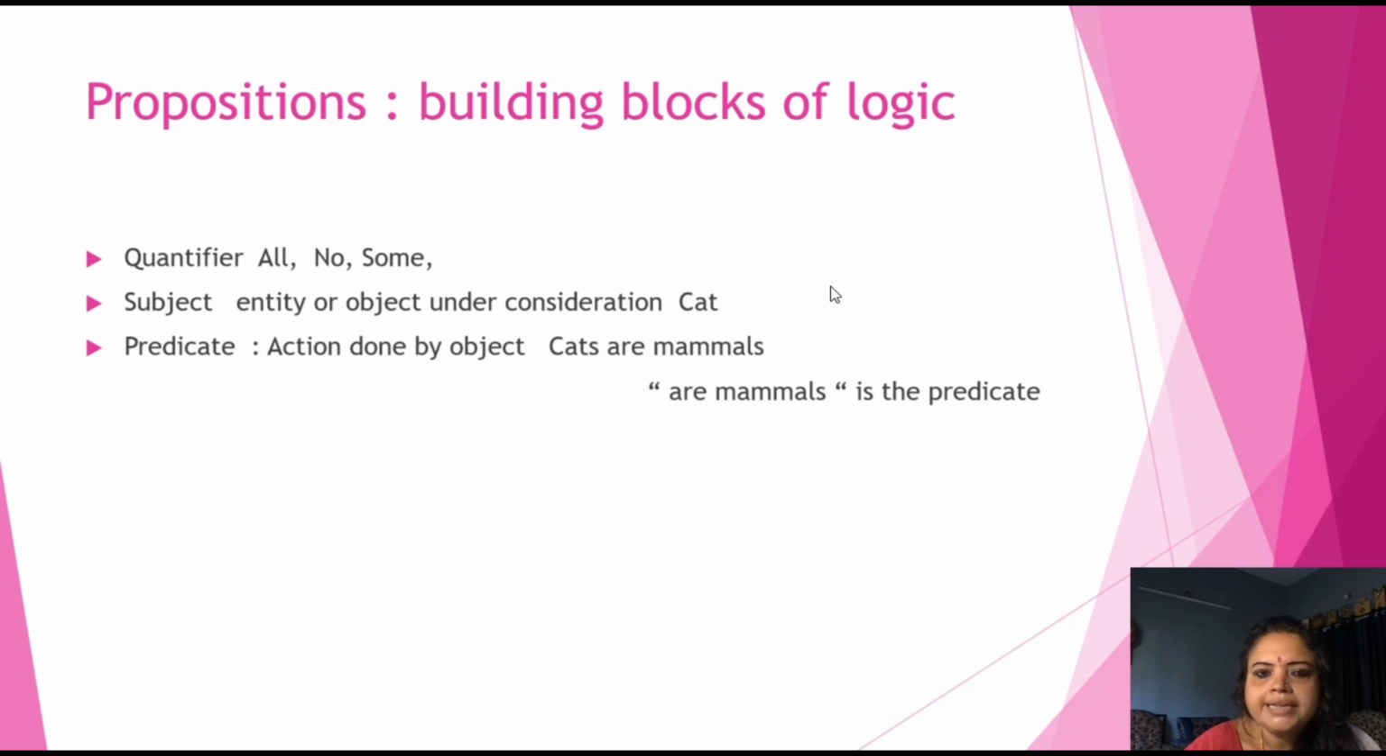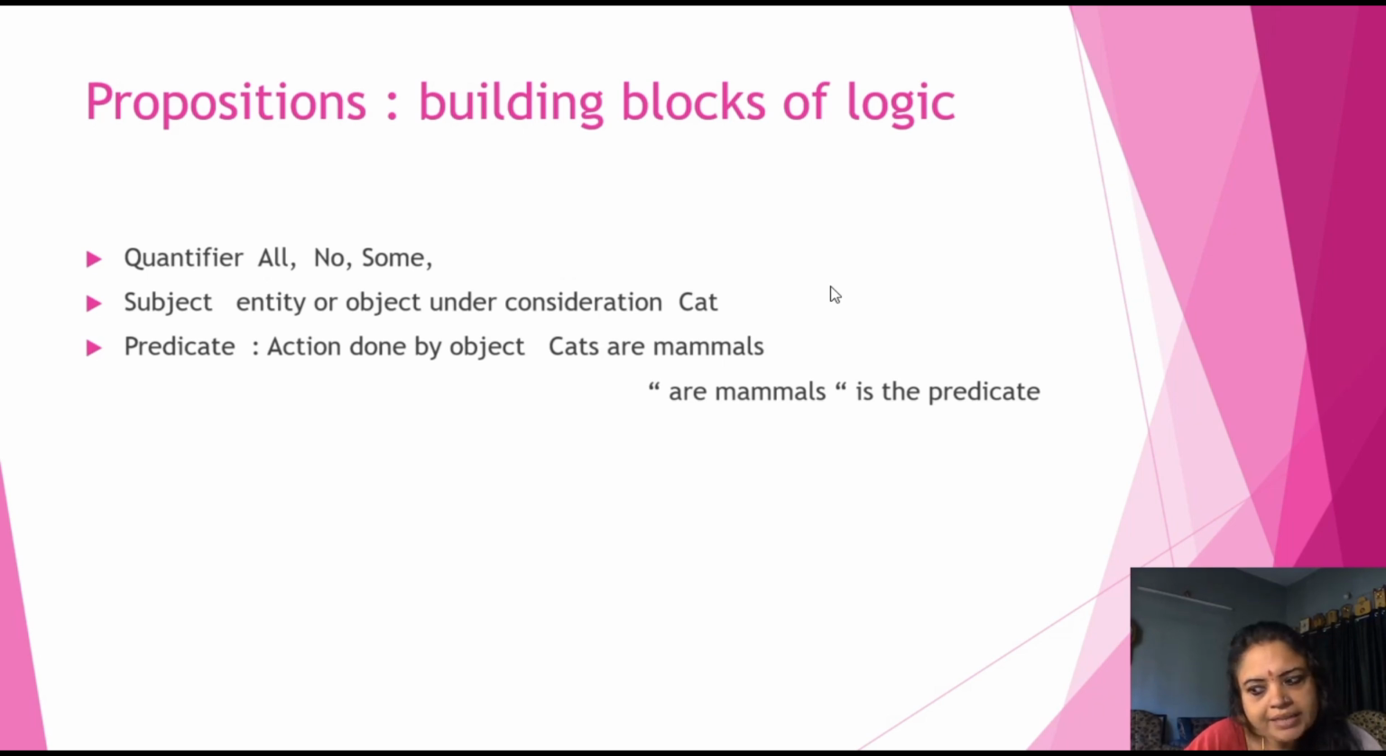As we have already said, propositions are the building blocks of logic. They start with all, no, some, etc. So all humans are mortal, no man is human, like that. Examples. If you have a statement like cats are mammals, then you can say that all cats are mammals. Then it becomes a proposition. And propositions will have a subject, an entity which does something. In this case, the subject is the cat. I hope it is clear.